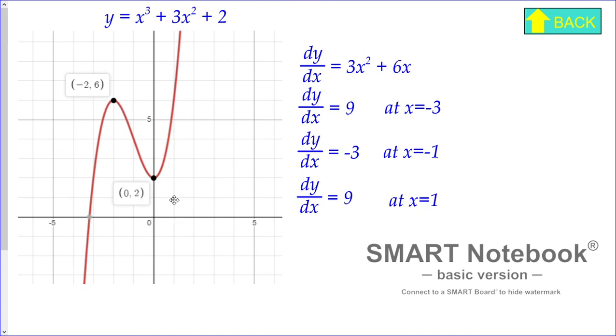If I substitute 1, you can see that I'm going to get a positive value for the gradient. So this is going from negative to positive, so it has to be a local minimum. So I've got a local maximum and a local minimum. That's how you can figure it out without the graph.